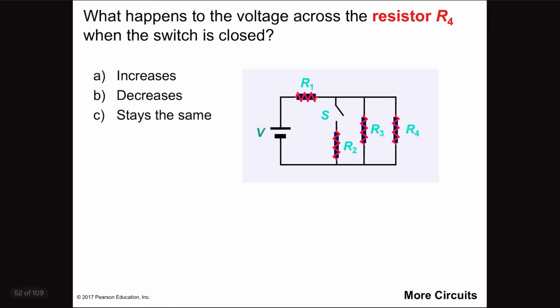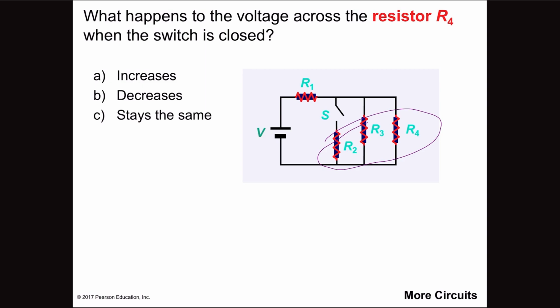Okay. What happens to the voltage across the resistor R4 when the switch is closed? Okay, so here's R4 over here. At first, R4 is in parallel with R3. It reduces their circuit, but that doesn't matter. What happens is we're going to add an R2 in here, and R2 is going to reduce the total combined resistance of those 3, meaning that they're going to take up less of the voltage together.